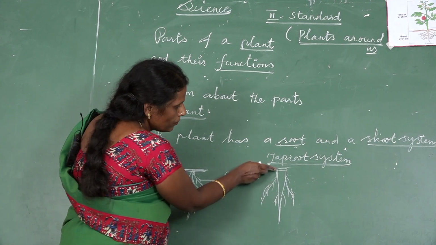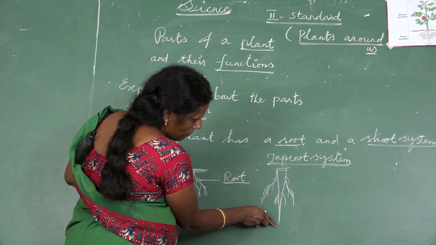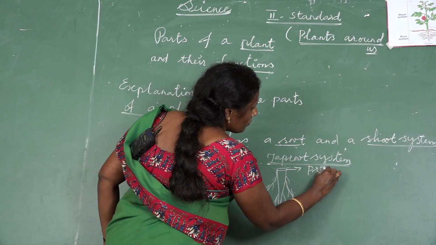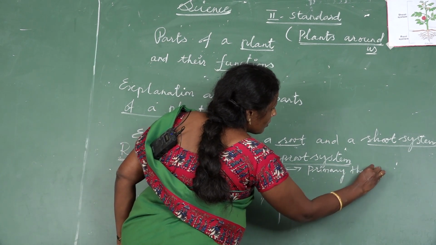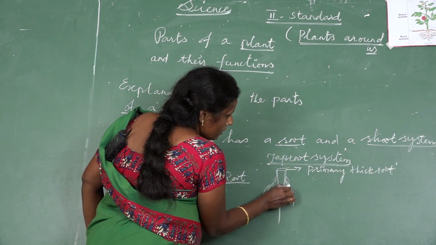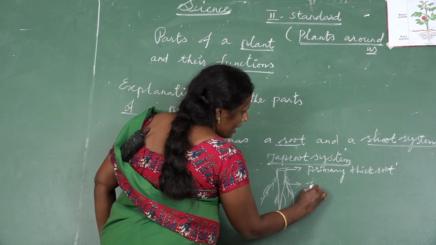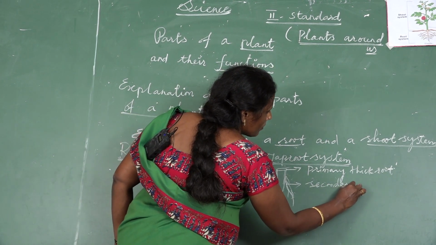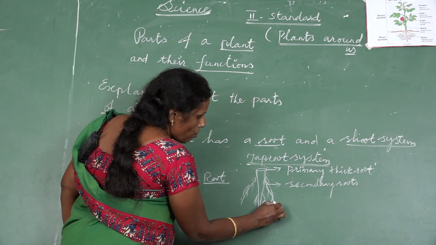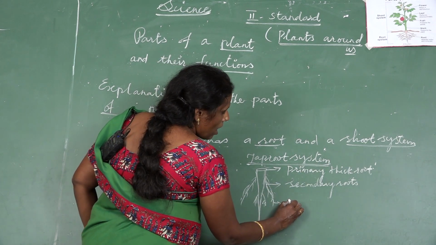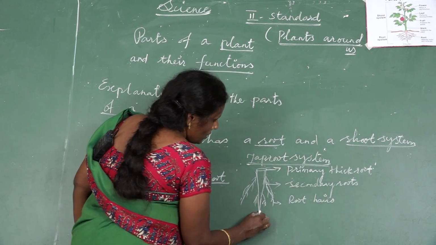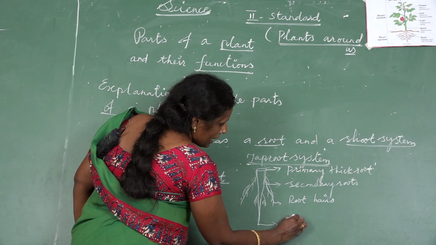It is the taproot system. It grows towards the ground. It has 1 primary thick root. From the thick root, some roots arise. They are the secondary roots. From the secondary roots, we can find some small roots. They are called root hairs. At the end, we can find the root cap.